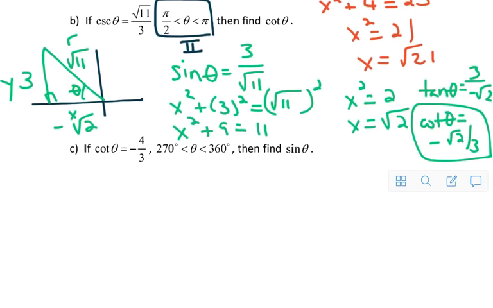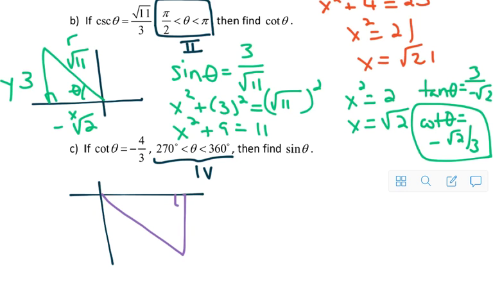In C, cotangent is negative 4/3, and the angle is between 270 and 360. Find the sine of theta. This is in quadrant 4. So I'm going to draw a picture in quadrant 4. Here's my triangle, here's theta. So if cotangent is negative 4/3, then tangent must be negative 3/4.